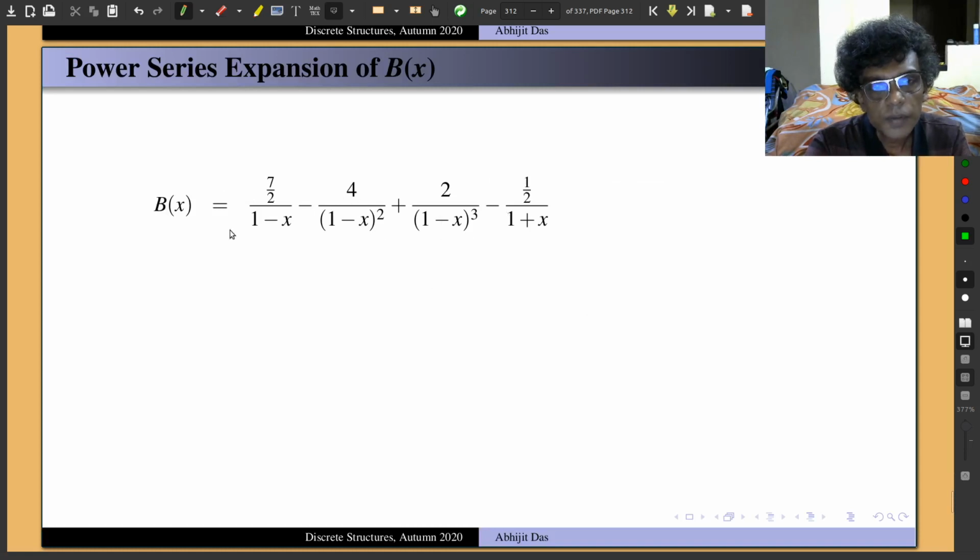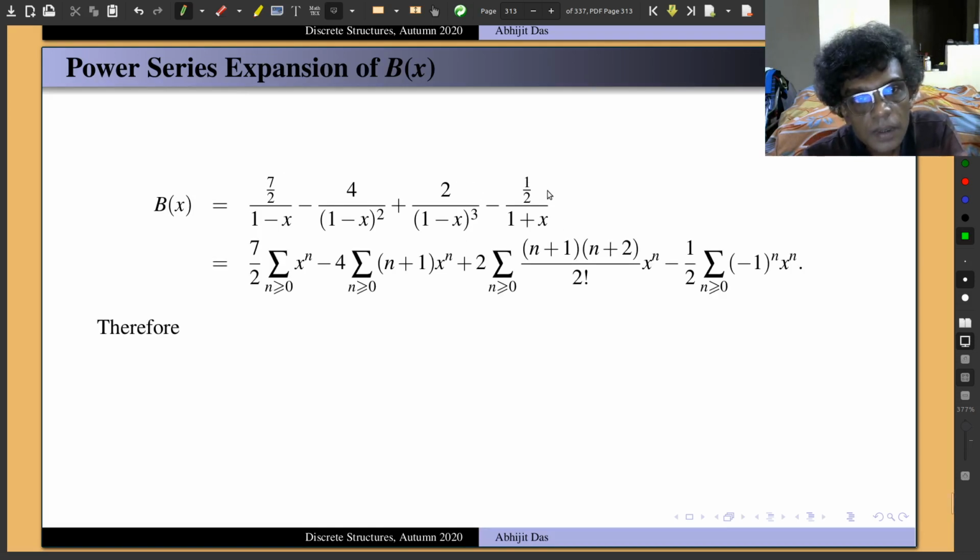Now each of these things I can expand using known formulas. Let us do it. This is just summation x power n. This is 2, so this is n plus 1 x power n. This is 3, so this is n plus 1 n plus 2 by 2 factorial. And this is also like this, except that this is plus, so minus 1 power n will come here.